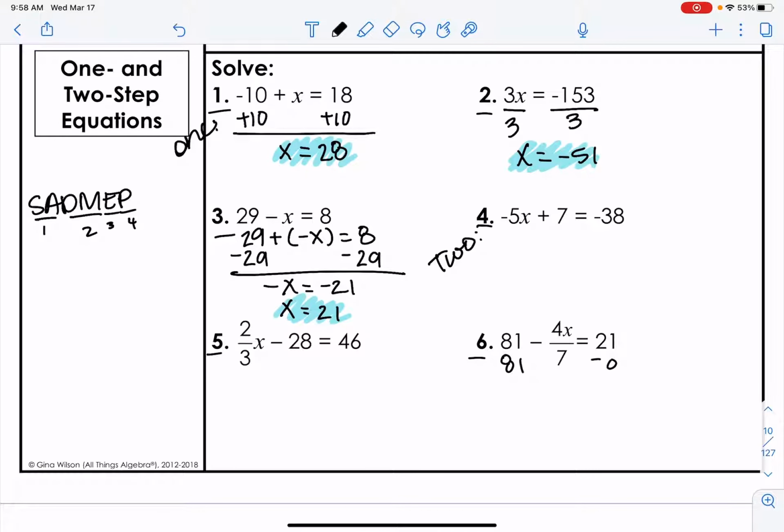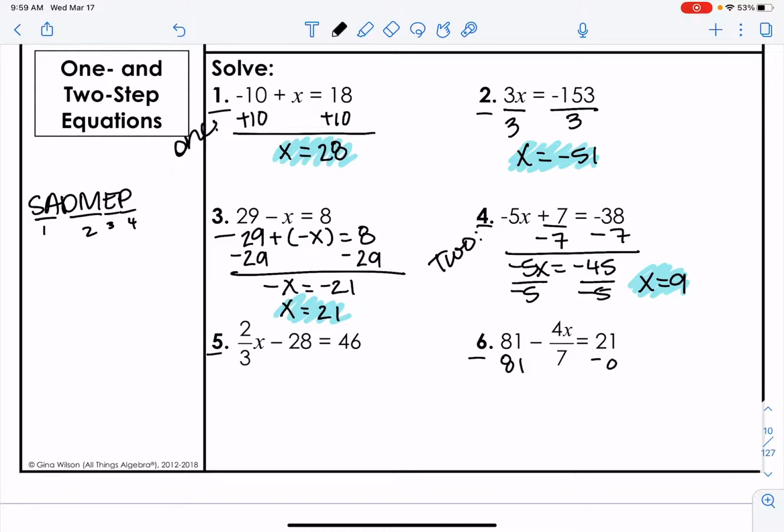Number 4, remember we move back to that SADMIP. So the first thing you need to do is undo addition or subtraction. Well, I see that 7 is being added on to my x term. So I'm going to do the inverse of addition, which is subtraction. I'm going to subtract 7 from both sides. So I've got -5x equals -45. My last step is to divide both sides by -5. So x is equal to +9.